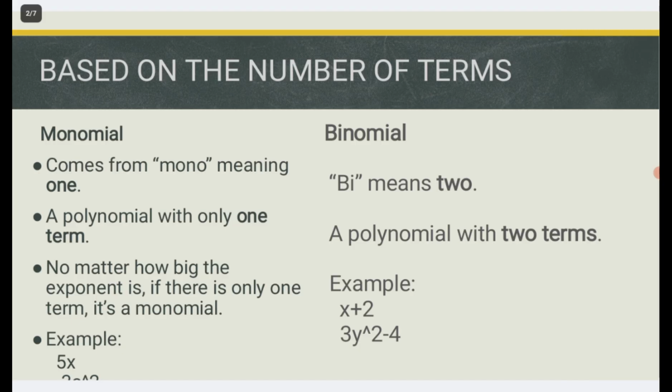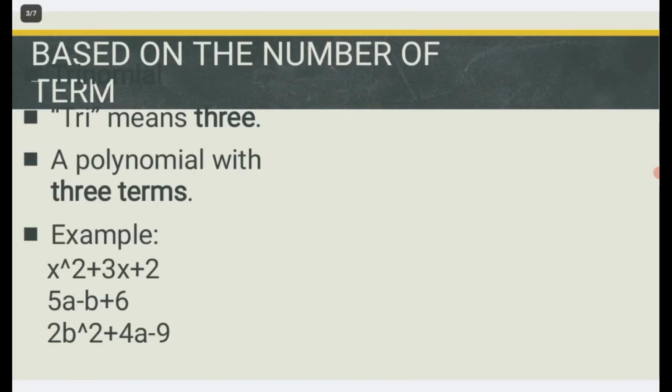Second, we have binomial. Bi means two, a polynomial with two terms. An example is x plus 2, 3y squared minus 4. And thirdly, we have trinomial. Tri means 3, a polynomial with three terms. An example is x squared plus 3x plus 2, 5a minus b plus 6, 2b squared plus 4a minus 9.